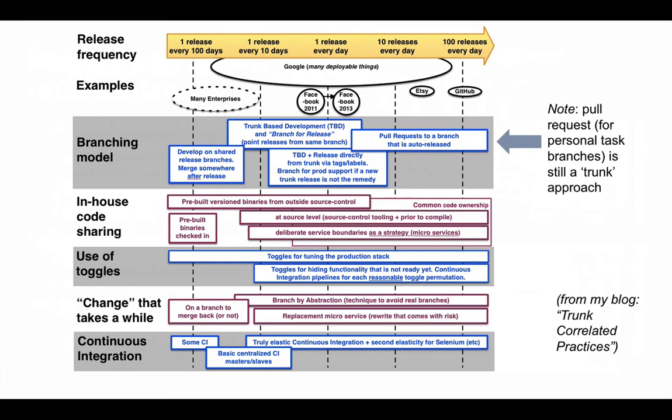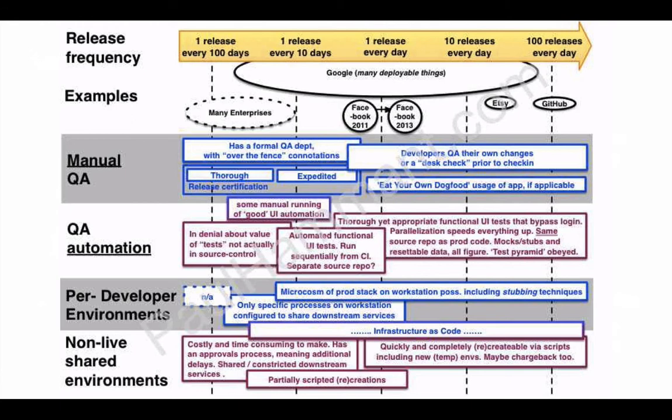So we can see that the branching model changes depending on the release cadence. The in-house code changes, in-house code sharing changes, use of toggles, changes that take a while, that's where branch by abstraction figures. You can do feature flags and toggles without branch by abstraction, or you can do branch by abstraction without feature flags and toggles, but they're two sides of the same coin reasonably. Continuous integration varies depending on your release cadence. Again, manual QA, QA automation, they vary depending on your enthusiasm for CD, per developer environments, non-live shared environments.